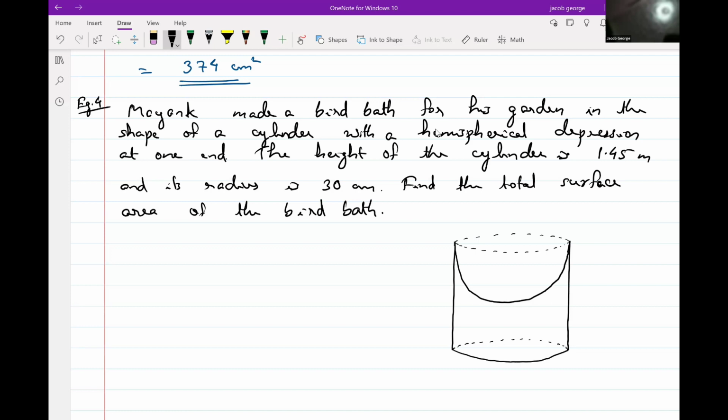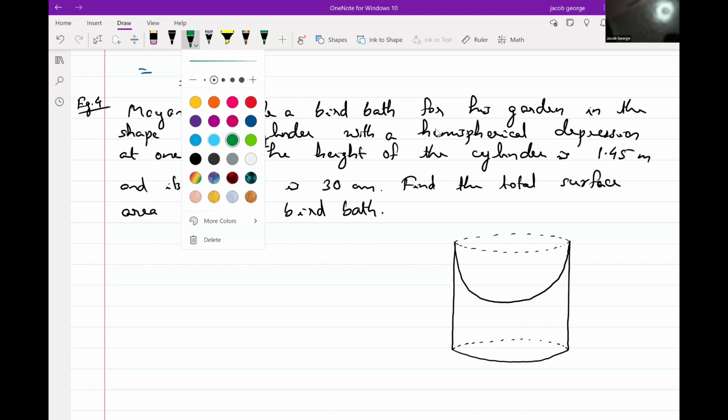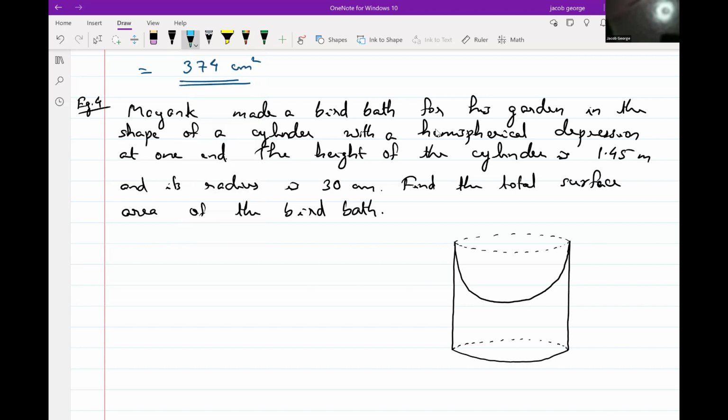Water will be filled in this hemispherical depression. So water will be here, not at the cylindrical part, so that birds can use this water. So water is not at the bottom. So the bottom part is hollow.